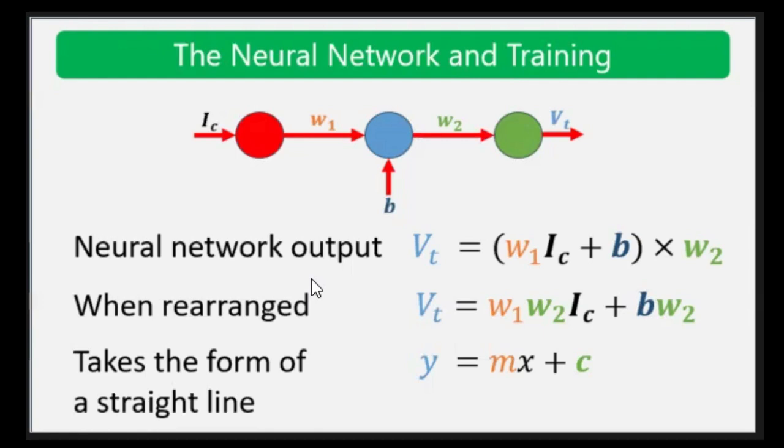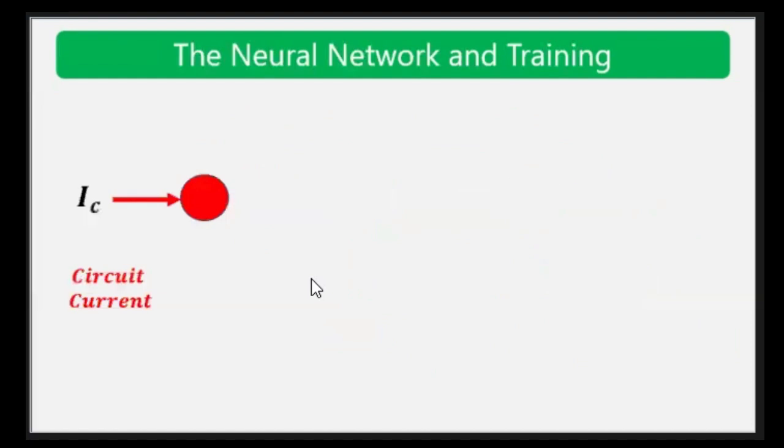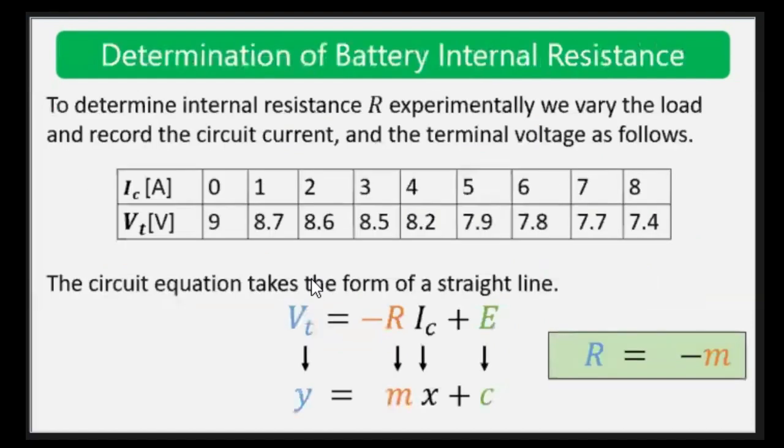So now this is y equals mx plus c. As a neural network, what do we have? We have the inputs and outputs. When I put 0, I expect an output of 9. When I put 1, I expect an output of 8.7. So based on this, I need W1, W2 and B to be changed every cycle.